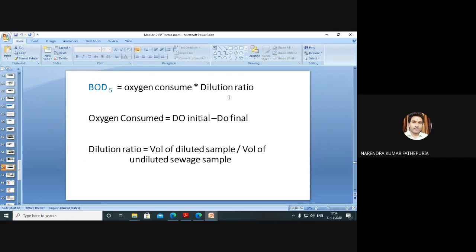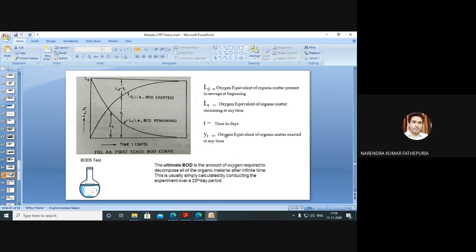Do the initial DO test, and then after 5 days. And this DO content, that is DO final, should be reduced actually because biological bacteria will consume the oxygen. And then DO initial and DO final you will get.